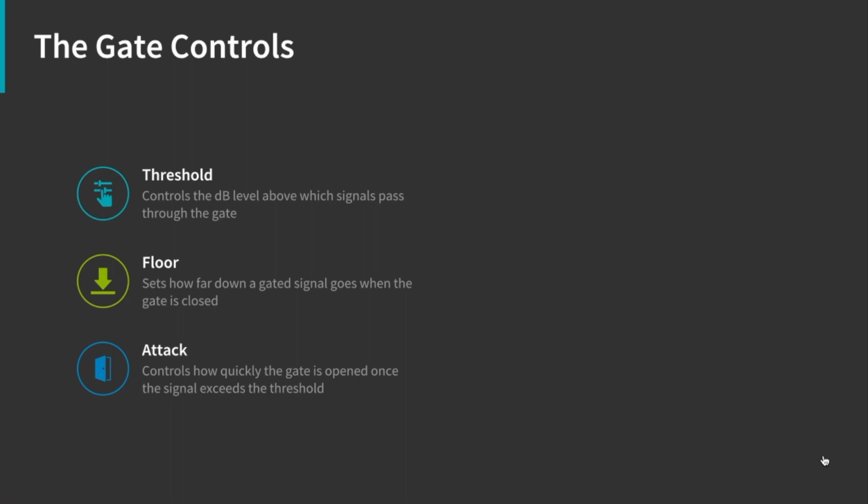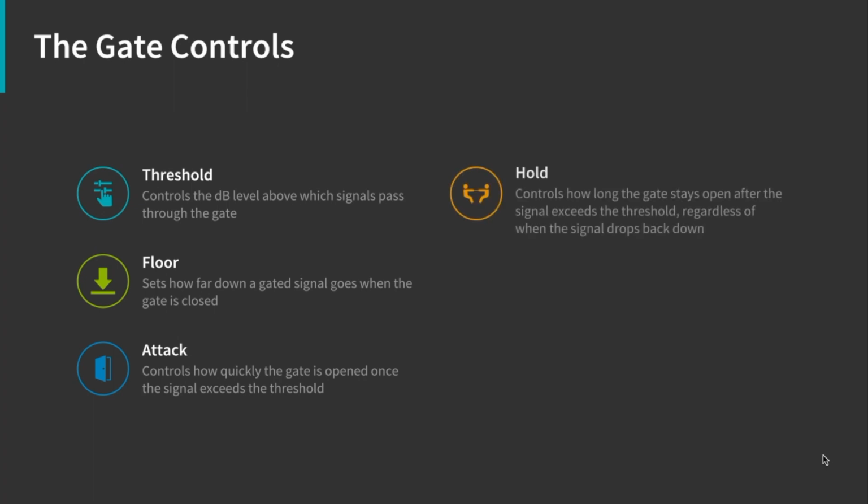For my keyboard players, these controls remind me of the ADSR on a keyboard. So that one is the attack. The next one is hold. I would say that's the equivalent of a sustain, so pretty much how long the gate stays open after the signal exceeds the threshold. And the next one is the release. The release controls how quickly the gate closes after the signal is done falling. So essentially it does what the attack does, on the back end of the signal.